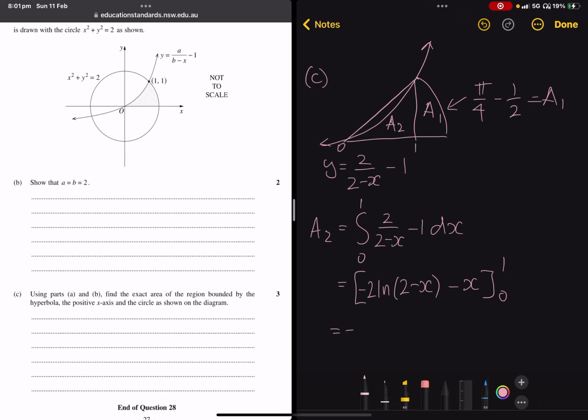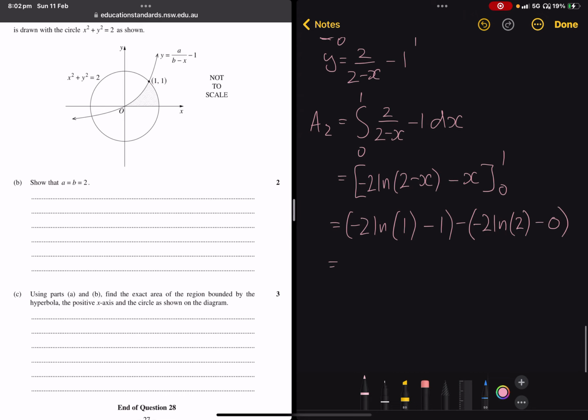So this gives me minus 2 times the natural log of 2 minus 1, which is 1, minus 1, minus 2 times the natural log of 2 minus 0, which is natural log of 2, minus 0. So if I simplify this, I have minus 2 times the natural log of 1, minus 1, plus 2 times the natural log of 2, and then the 0 goes away. We also have a natural log of 1 here. Natural log of 1 is 0.